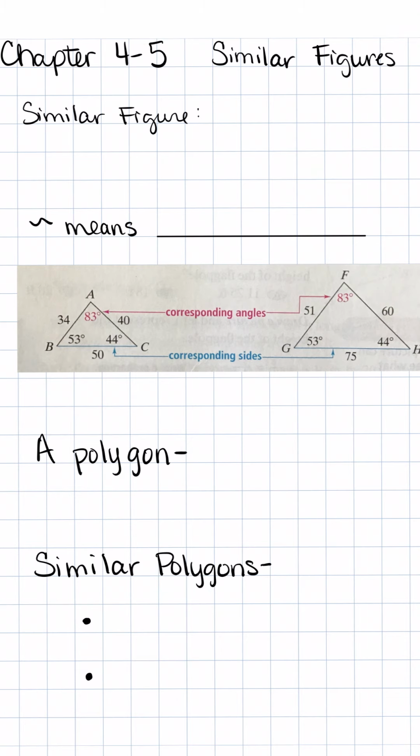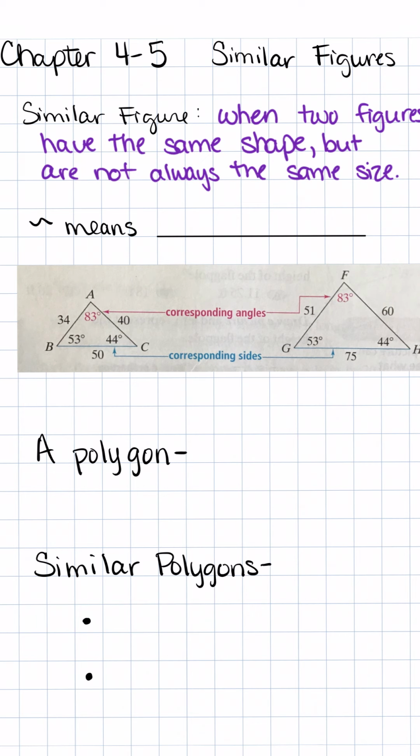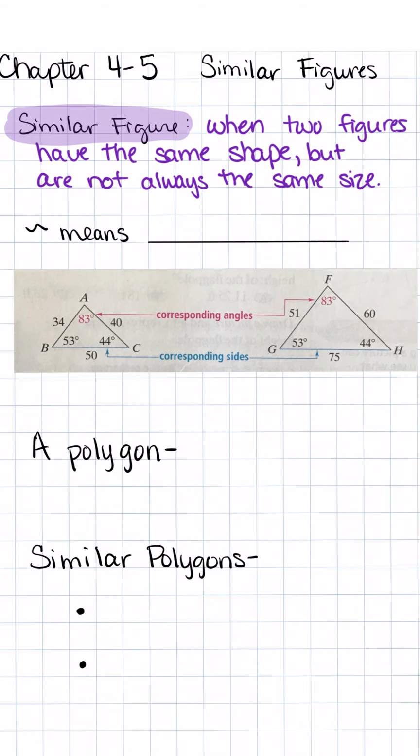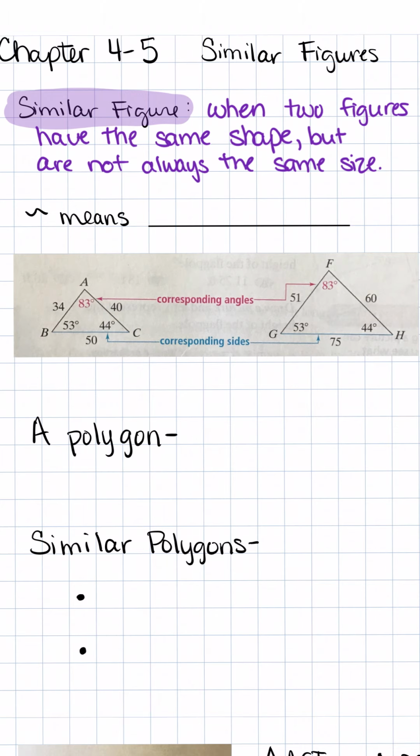When two figures have the same shape but not necessarily the same size, they are similar. Let's go ahead and write that down. So similar figures are when two figures have the same shape, but are not always the same size. And so this little squiggly line here means that they are similar. Similar to. Let's write that down.